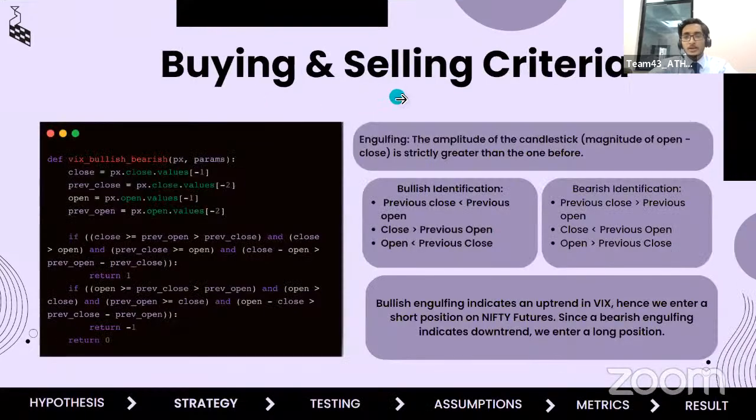Our buying and selling is based on the detection of engulfing patterns. Engulfing happens when a small candlestick is completely engulfed by a larger candlestick. When the small candlestick is red and the larger is green, it is bullish, while if the small candlestick is green and the larger is red, it is bearish. On the left, we can see a code for detecting bullish and bearish candlesticks on VIX, and then we take the complementary, that is the opposite position in Nifty future.